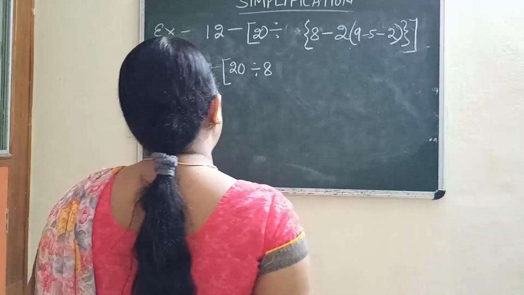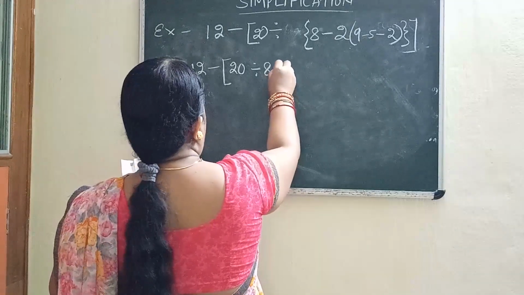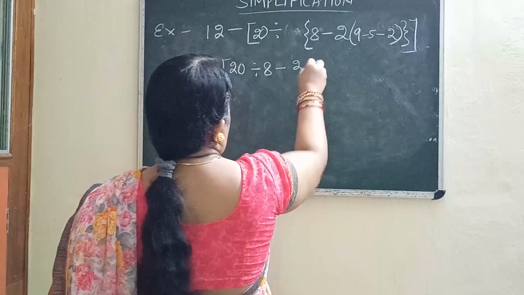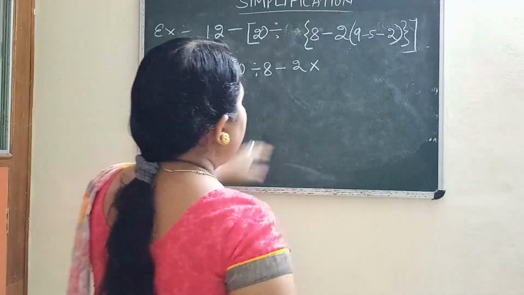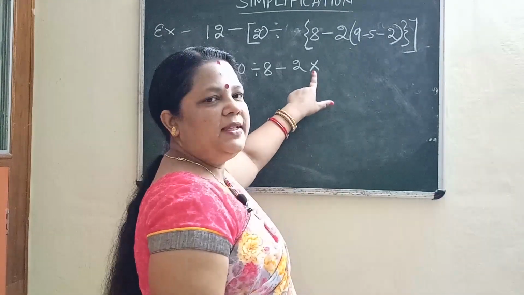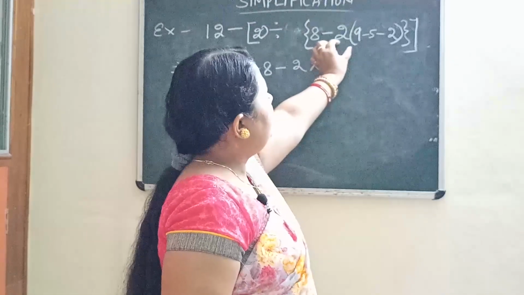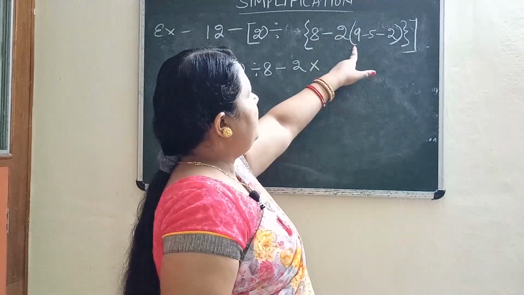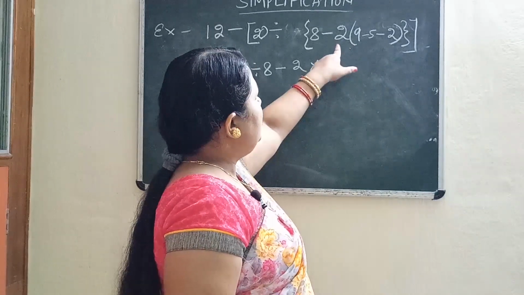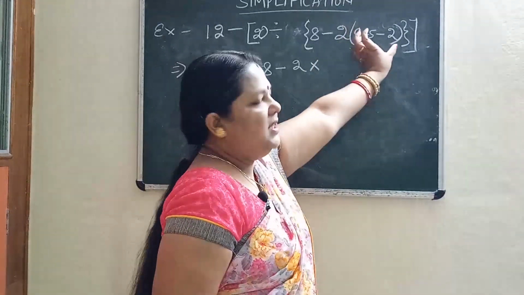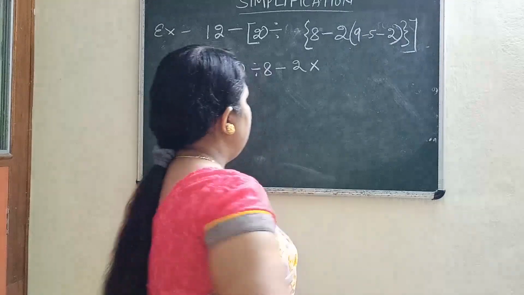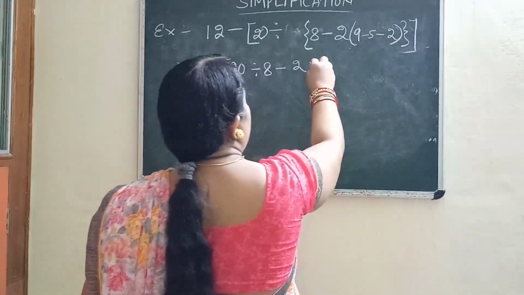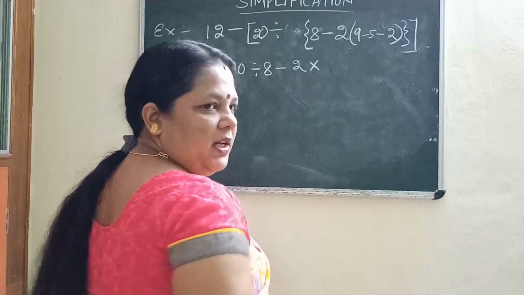20 minus 20 divided by 8 minus 2 multiplied. See, I have given one multiplication symbol. If you face this type of question, 2 then bracket starts, that means 2 is multiplied with this value. So this bracket we have to remove, meaning we have to put this multiplication value.